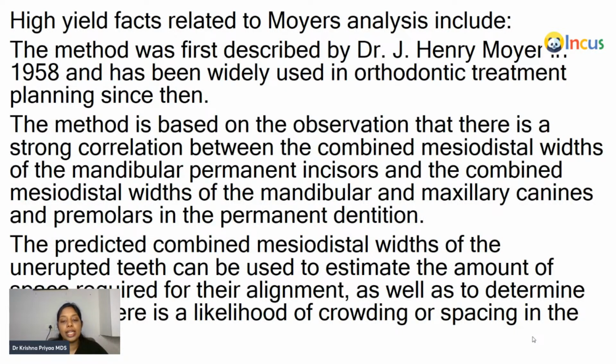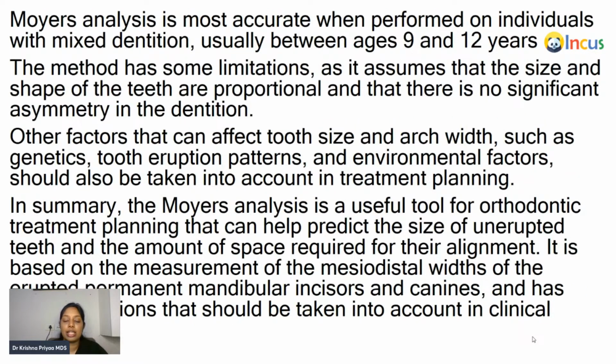The predicted combined mesiodistal width of the unerupted teeth is used to estimate the amount of space required for their alignment, as well as to determine some areas for it. So it's very accurate and it is performed on individuals generally between 9 to 12 years of age, because the incisors and the molars should be well developed for this analysis to take place.